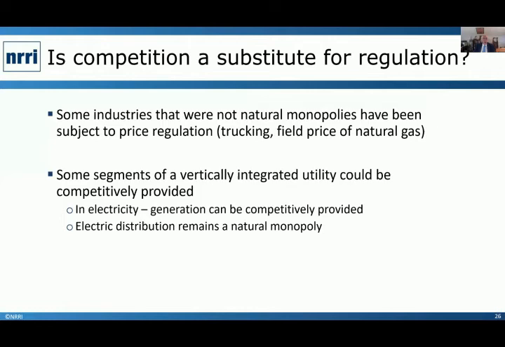In electricity, we've unbundled the various segments in the electric industry from generation, transmission, and distribution, and now we see generation as being able to survive largely as a competitive activity, whereas we still look at electric distribution as requiring regulation because it remains a natural monopoly.